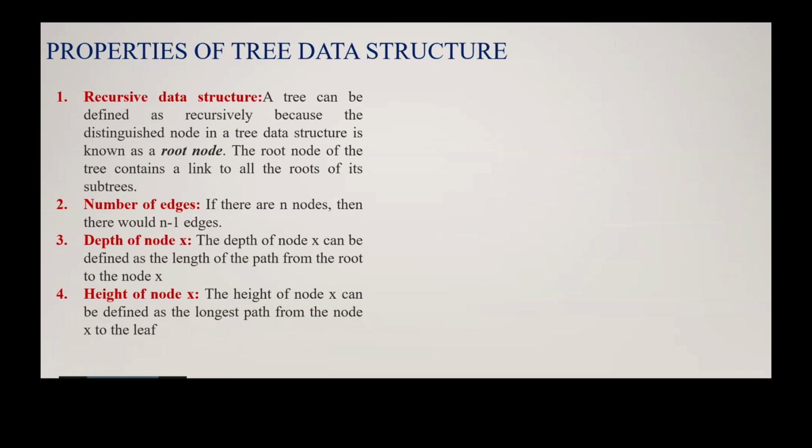So next we have to know what the properties of a tree data structure are. The first property is the recursive data structure. A tree can be defined recursively because the distinguished node of a tree is known as the root node. The root node of a tree contains a link to all the root nodes of its subtrees.